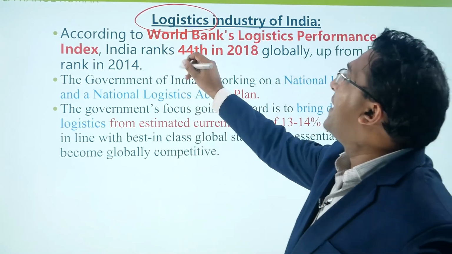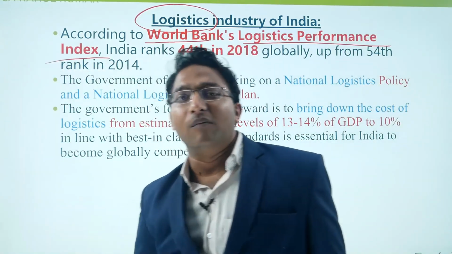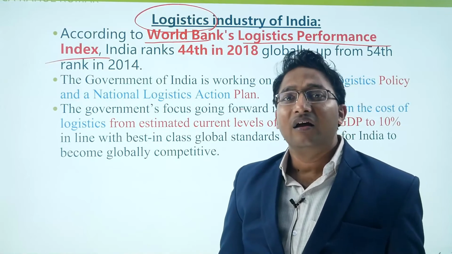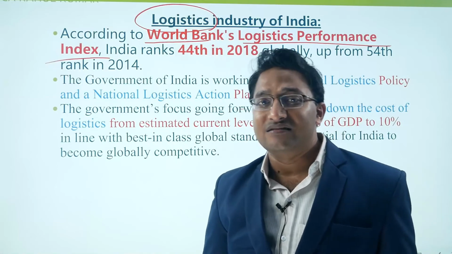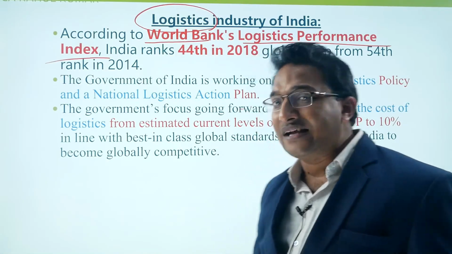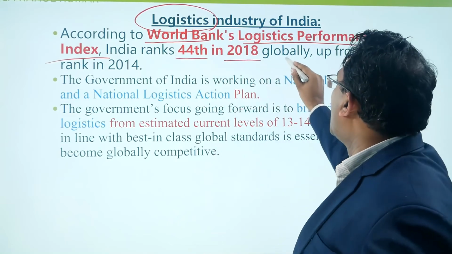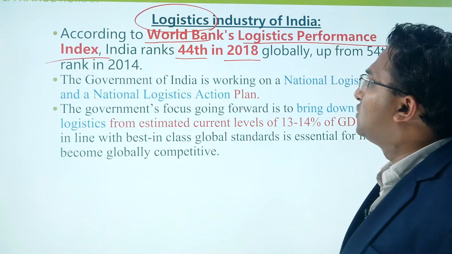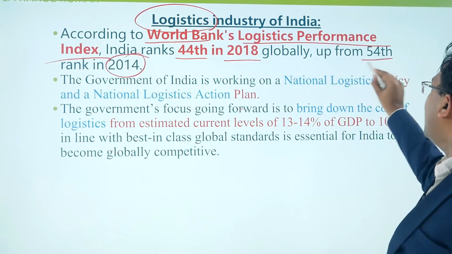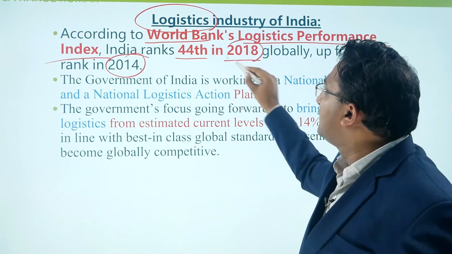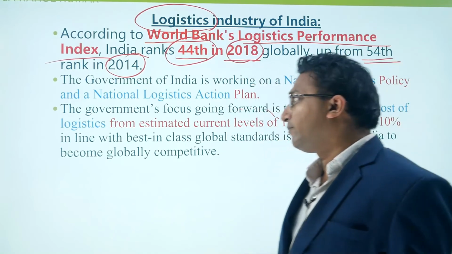So according to World Bank's logistics performance index. So please be careful about this index. This is the index given by the World Bank, logistics performance index. So this question can be asked in the examination, that logistics performance index is given by which agency. India ranks 44th in 2018 globally, up from 54th in 2014. So in 2014 this was 54th rank, and now in 2018 this is having 44th rank. That means India has improved a lot. This is a good news.